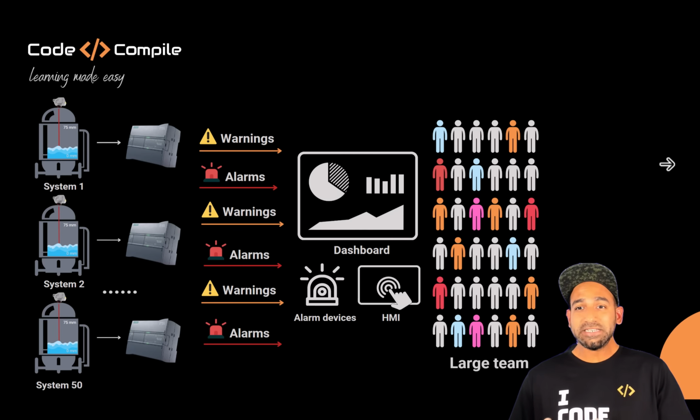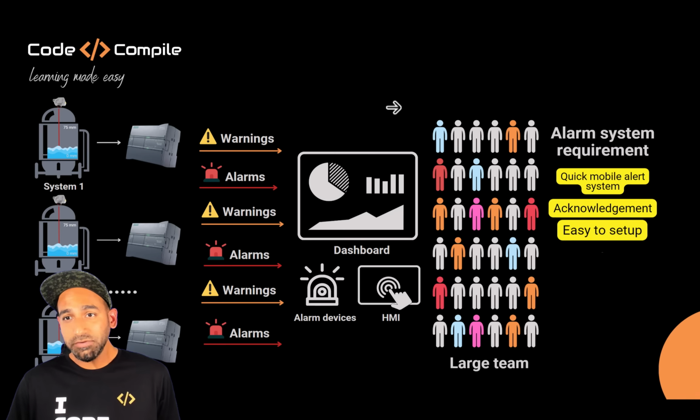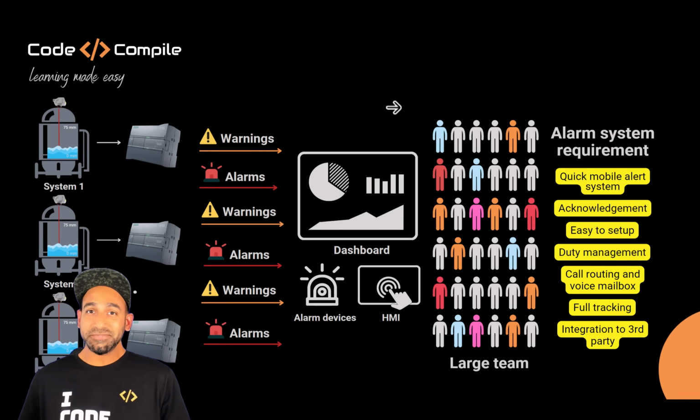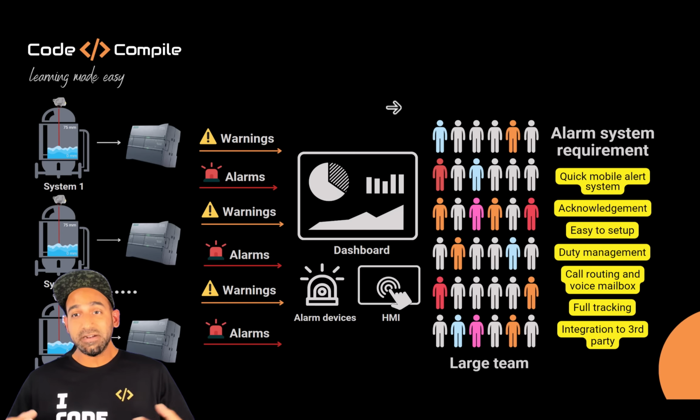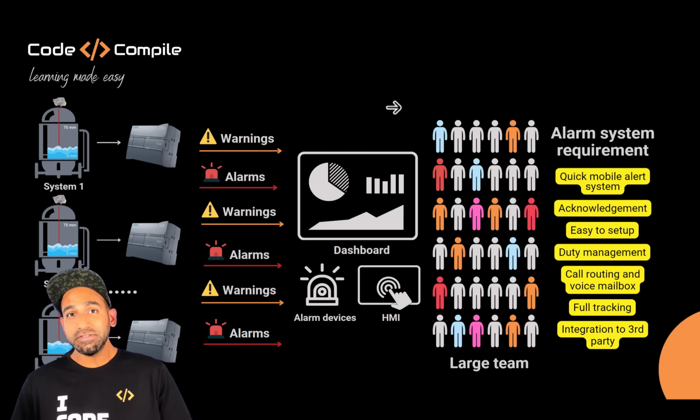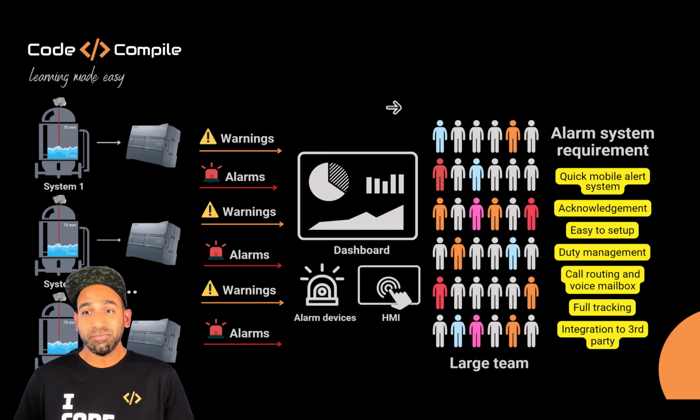So to make it all easier and more flexible, we need some kind of system which gives you a quick mobile alert system, because mobile is a device which everybody has in their pocket. So why not take advantage of that? Most of the time, you also need some acknowledgement. You need something which is easy to set up in a bigger system. And if the person is not responsive on mobile, you can also send a voice call. This is what we need today.